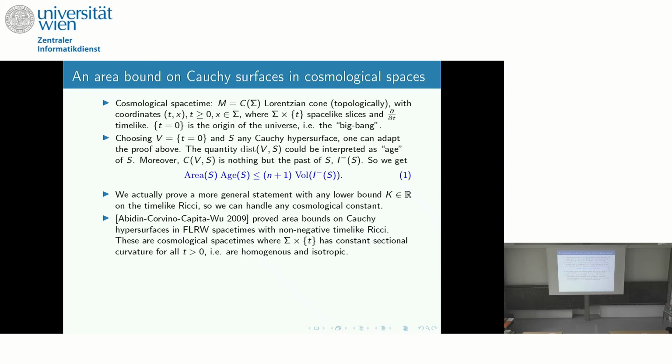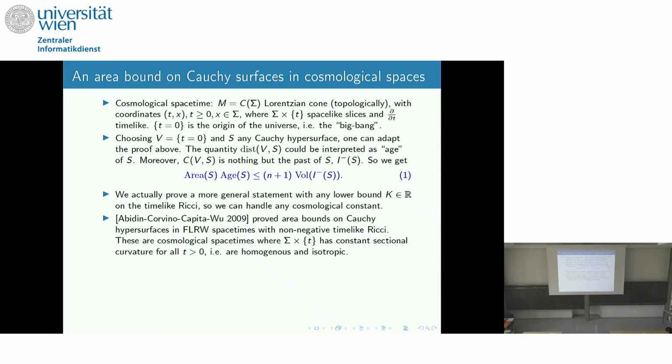Now, how to relate this with previous literature. There is an isoperimetric inequality for Cauchy hypersurfaces in Friedmann-Lemaitre-Robertson-Walker spacetimes by Abedin, Corvino, Kapita, and Wu in 29, assuming non-negative timelike Ricci. And what they assume is that the slices t equal to constant have constant sectional curvature, so that they are space forms. So this means that every time slice is homogeneous and isotropic.